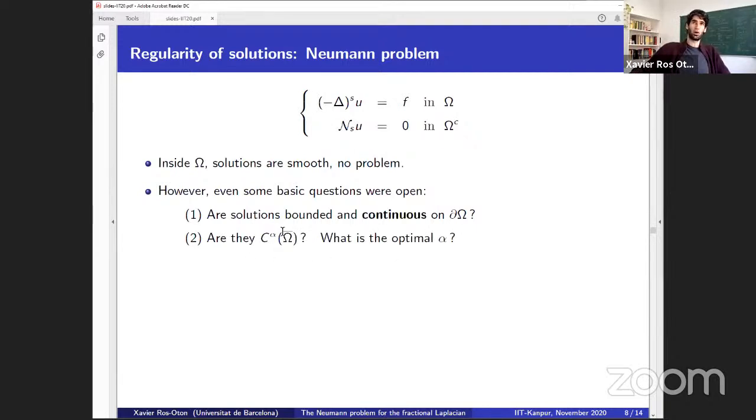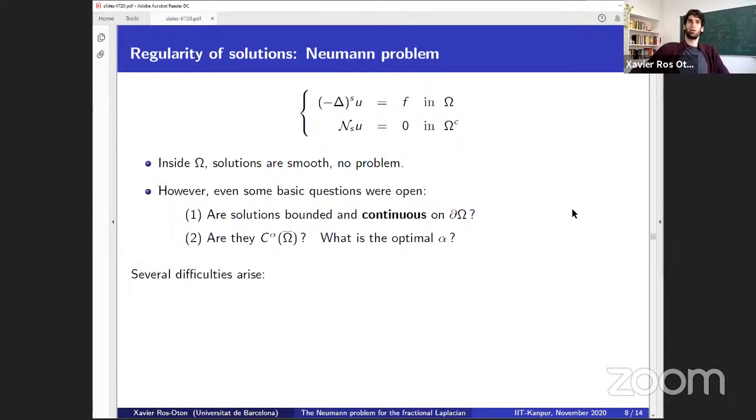And then the second question is, are they C alpha? Are they Hölder continuous up to the boundary? And if so, what is the optimal alpha? A priori, if you have a natural Neumann problem like this, you would expect solutions to be Hölder continuous, and then the natural question is, what is the optimal alpha? In the Dirichlet case, we saw that solutions are indeed Hölder continuous and the optimal alpha is s, so solutions are C^s up to the boundary, and this is optimal. Can we have a similar theorem for the Neumann problem? This was the main motivation for our new work.